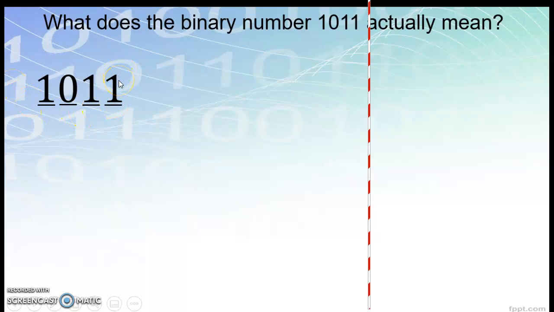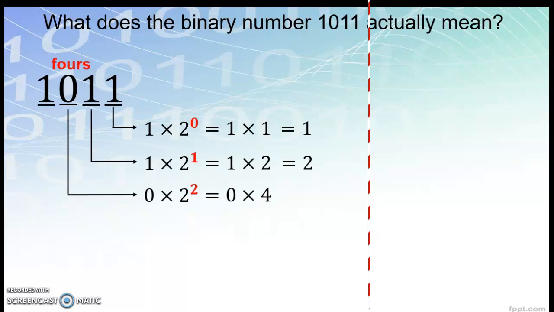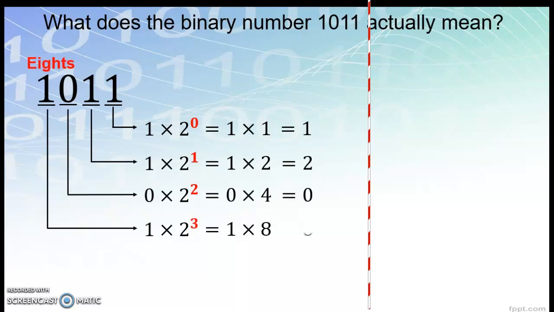So previously in base 10, it was 1s, 10s, 100s, thousands. Now it's 1s, 2s, 4s, 8s, 16s. So that's going to be 1 by 2 to the power of 0, your rightmost place. This one is going to be 1 by 2 to the power of 1, 0 by 2 to the power of 2, and so on and so forth.